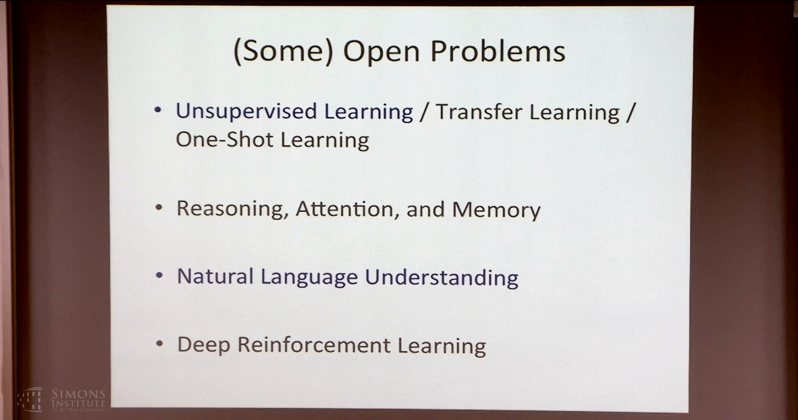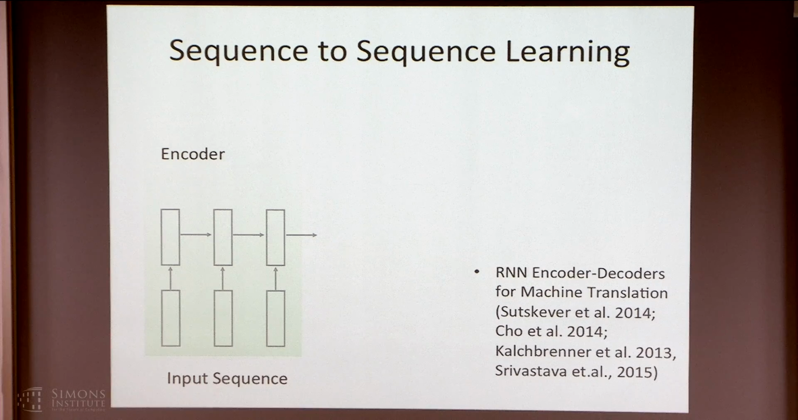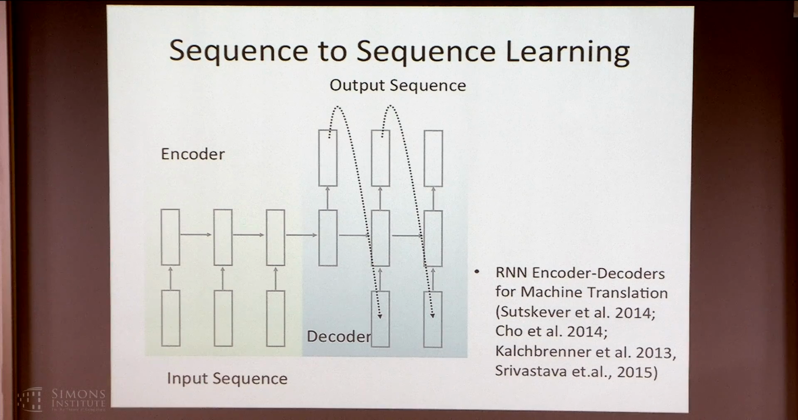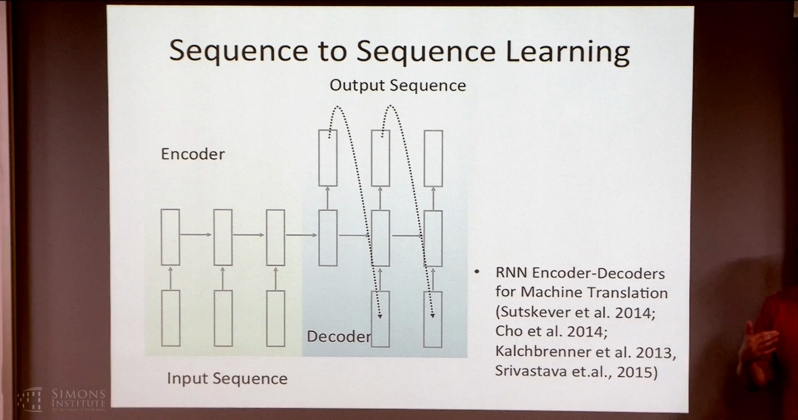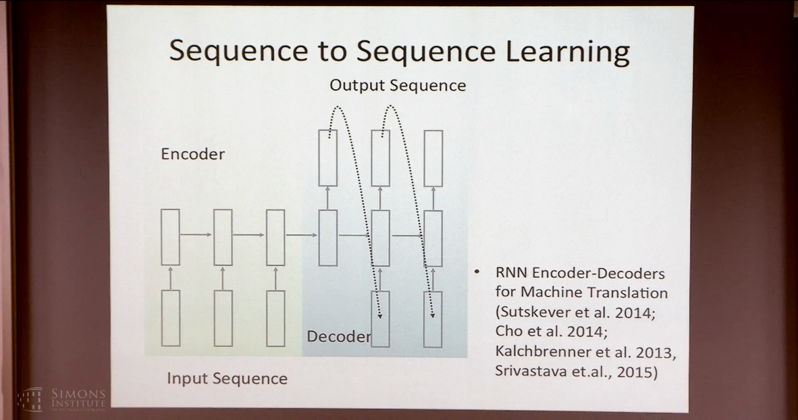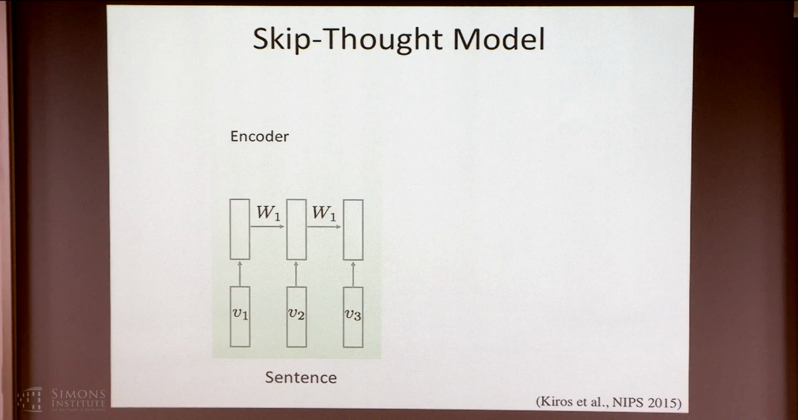So let me show you some examples of unsupervised learning and natural language understanding. There was a fair amount of work on something called sequence-to-sequence learning, right? The idea is that you have an encoder and a decoder, much like an autoencoder, but here you're encoding a sequence and outputting a sequence. So it's an autoencoder based on sequences. You can translate English to French, for example, and that's the representation that you're learning from the sequence.